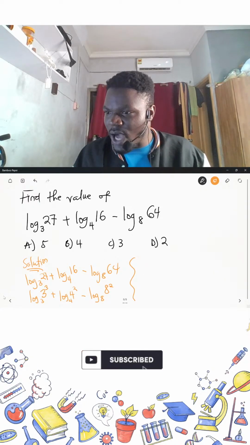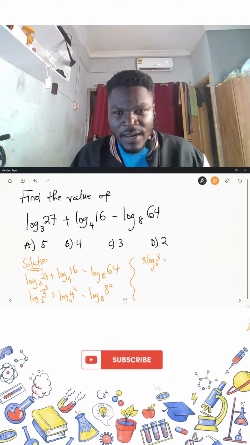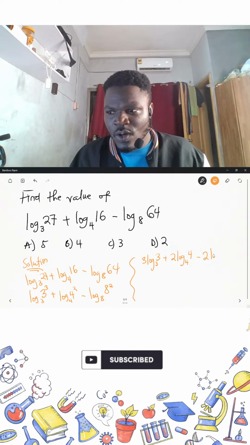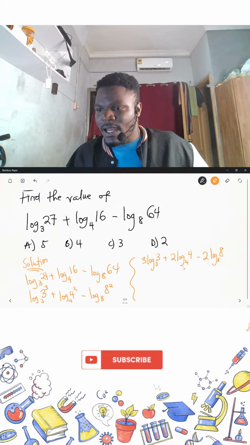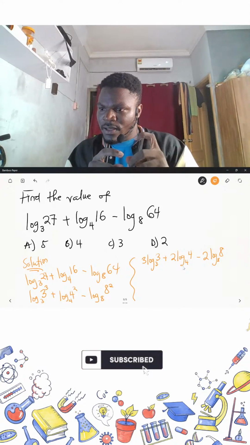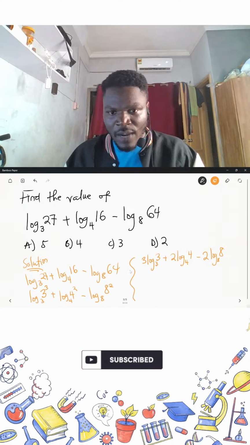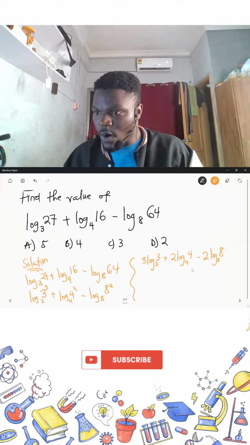So from here, I'll rewrite this. All the powers will come in front of the log. So I now have 3 log base 3 of 3 plus 2 log base 4 of 4 minus 2 log base 8 of 8. Are we okay? Like I said, any log that has the number and the base being equal is equal to 1. That is one of the properties of logarithm.